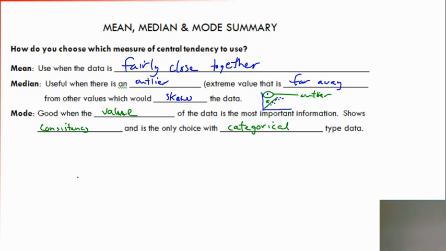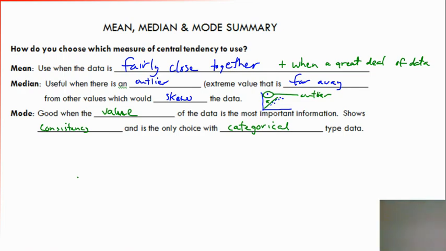The only other time I would also say that the mean is good is when you have lots of data. You just have so many numbers that averaging becomes stronger when you have so many values.